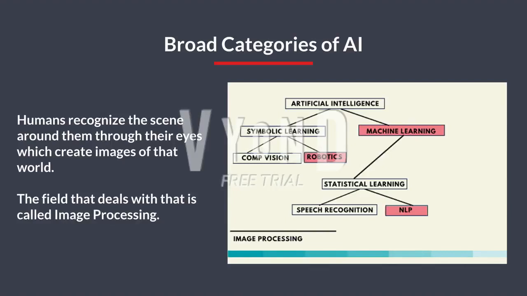Another important term you have to understand is image processing. We have already seen an example of the same, the London CCTV cameras. Humans recognize the scene around them through their eyes, which creates images of the world. This field of image processing, even though not directly related to AI, is required for computer vision.